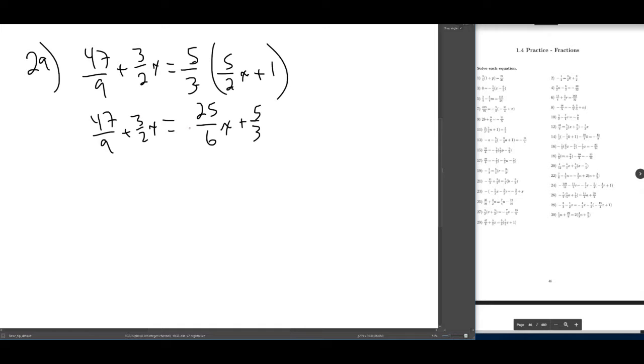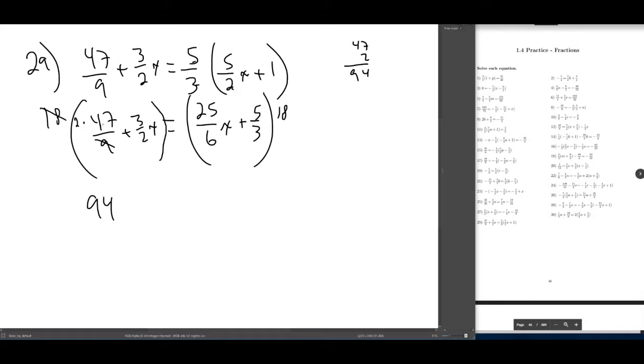Now we have to get rid of these brackets. I suggest multiplying by 18, because 18 divided by 9 equals 2, 18 divided by 2 equals 9, 18 divided by 6 equals 3, 18 divided by 3 equals 6. So if I get rid of this, I'm left with a 2. 2 times 47, I can't do it by heart. I just can't do it. All right, it's 94.